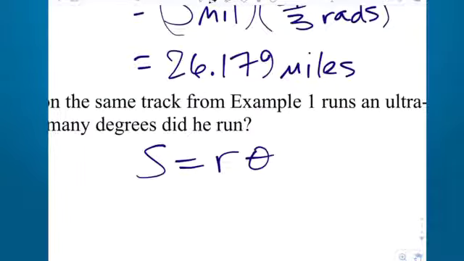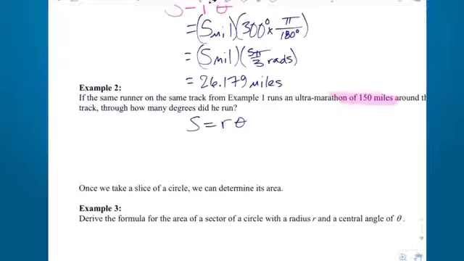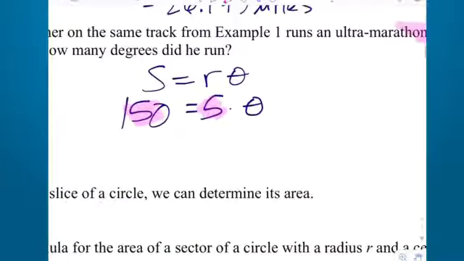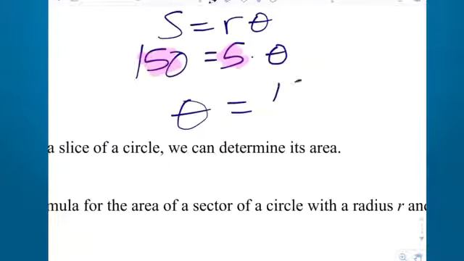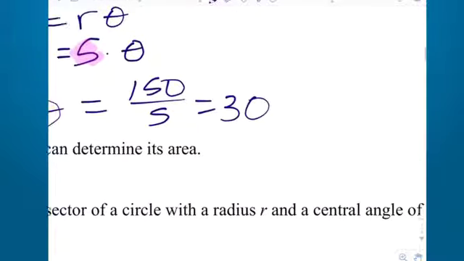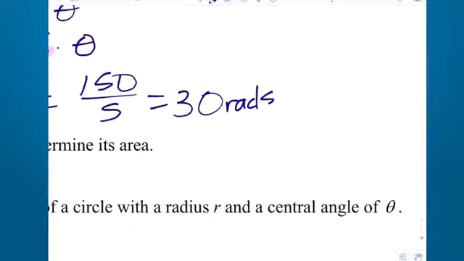S equals R theta. This time 150 miles is which variable? S. Did the track change sizes or is it the same track? Same, so R is still 5, and now we're trying to find theta. Now, what are we measuring 150 and 5 in? What units? They're both miles. Good. So when we divide through, we get 150 divided by 5, and that's the definition of a radian. The miles divide out, so we end up with 30. But not 30 degrees. That's unreasonable, right? That's 30 radians.